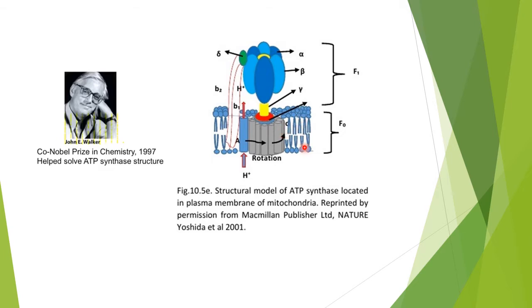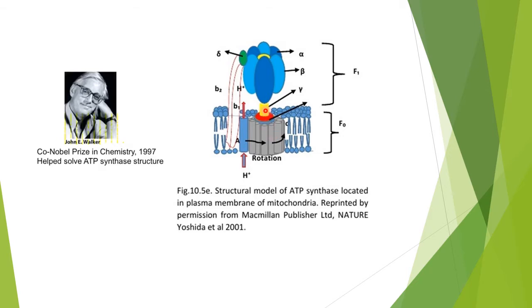This is the membrane part, the inner mitochondrial membrane. This portion is called the F0 particle. This whole portion is called the F1 particle. This F0 particle is made up of a number of C units, and there is also an A subunit, which has a role in proton movement. These C units form the proton channel.